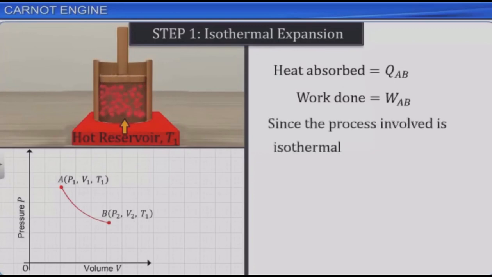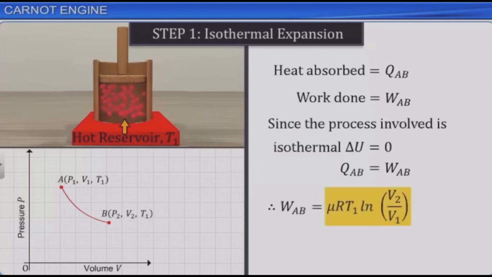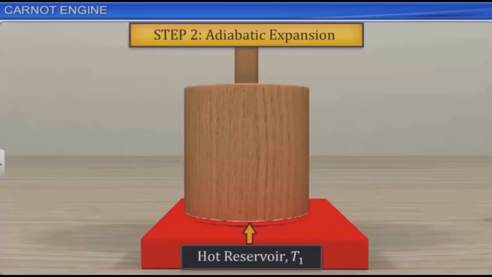Let the heat absorbed by the gas be QAB and the work done by the gas be WAB. For an isothermal process, there is no change in the temperature of the system, and hence the change in the internal energy is 0. Therefore, the heat absorbed by the system is equal to the work done by it. Therefore, for an isothermal process, the work done by the system WAB is equal to mu R T1 ln V2 by V1. Let this be equation 1.